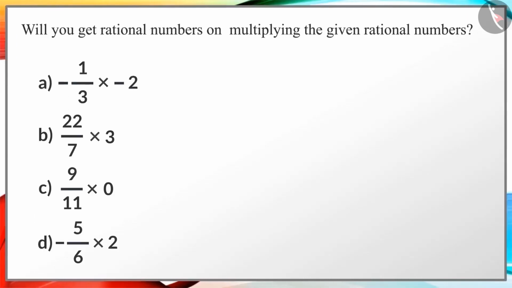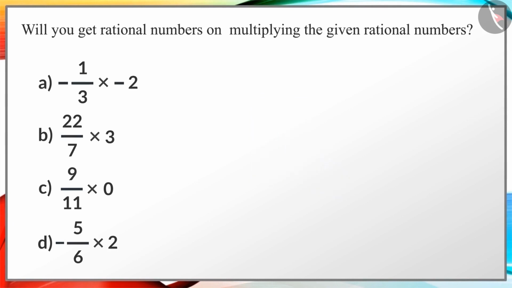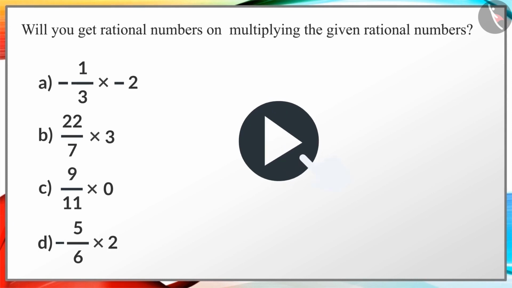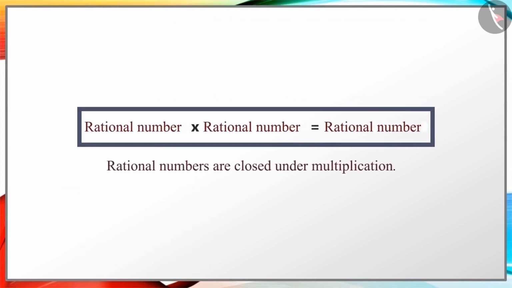Children, multiply these numbers now. You too should solve this question. Children, this time too you will get a rational number after multiplying these numbers. This is because rational numbers are closed under addition and subtraction as well as multiplication.